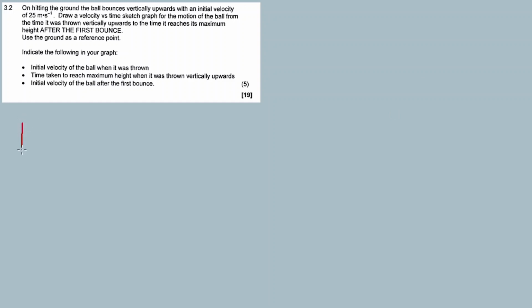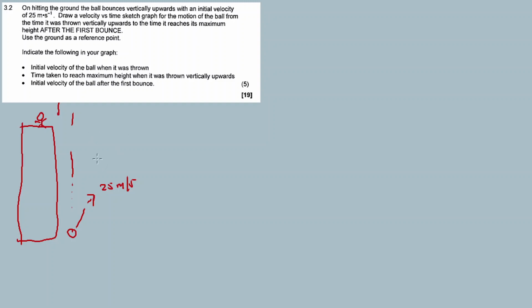So now again, this was the building, 9 meters here, and the ball went up and came back. So when it arrived here at the bottom, it bounces off with an initial velocity of 25 meters per second. Draw a velocity time sketch graph for the motion of the ball from the time it was thrown vertically upwards to the time it reaches its maximum height after the first bounce.